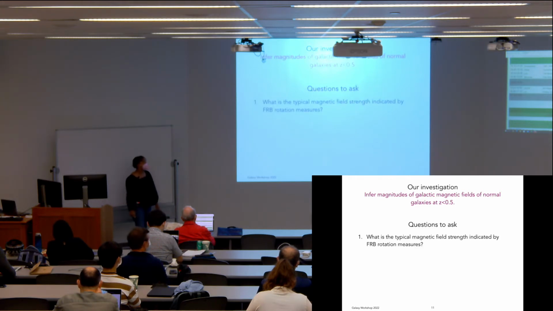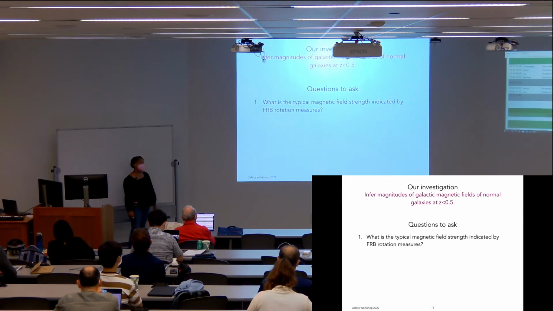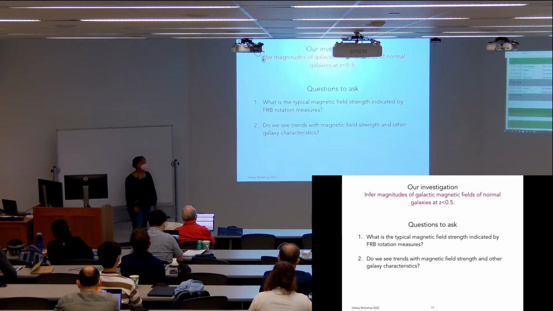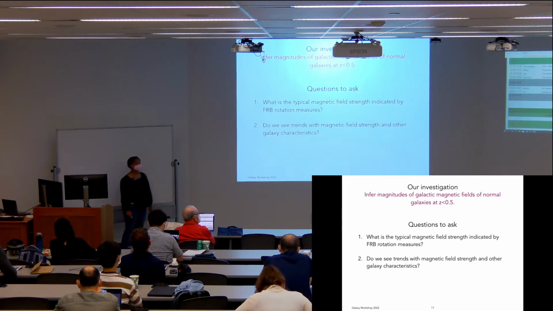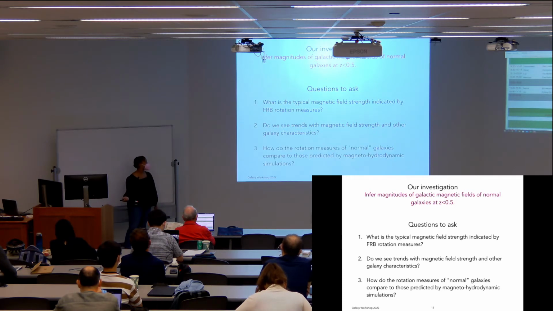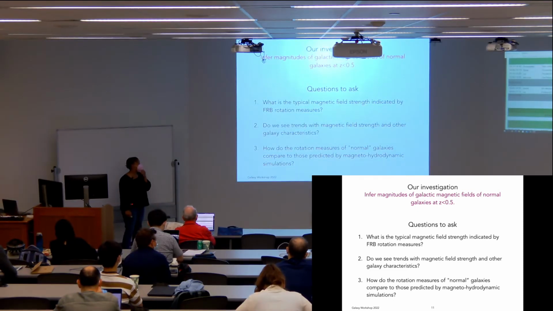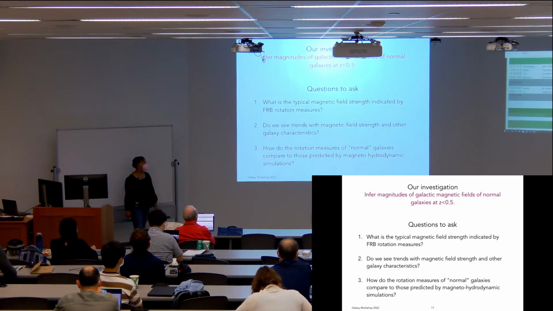Questions that we want to focus on: what is the typical magnetic field strength indicated by the FRB rotation measures? Do we see trends with magnetic field strengths and other galaxy characteristics? And also, how do the rotation measures of these galaxies compare to those predicted by magnetohydrodynamic simulations?